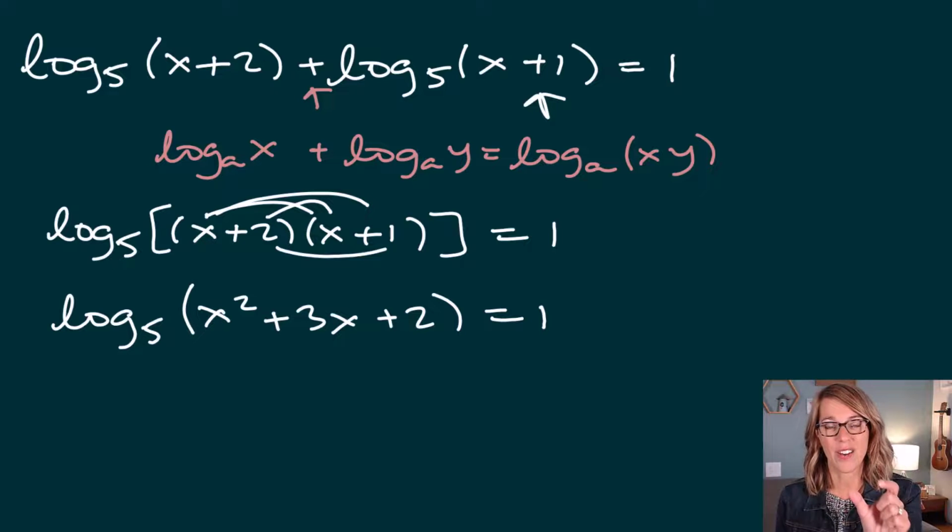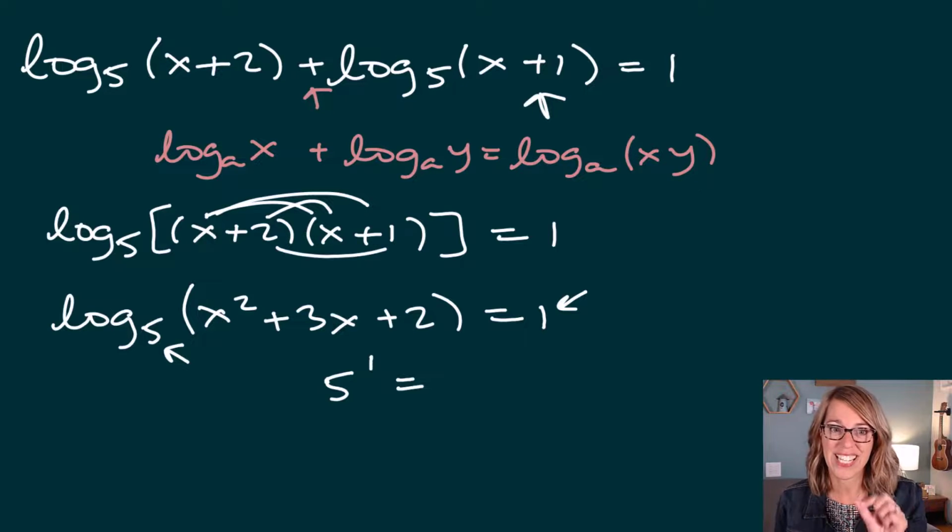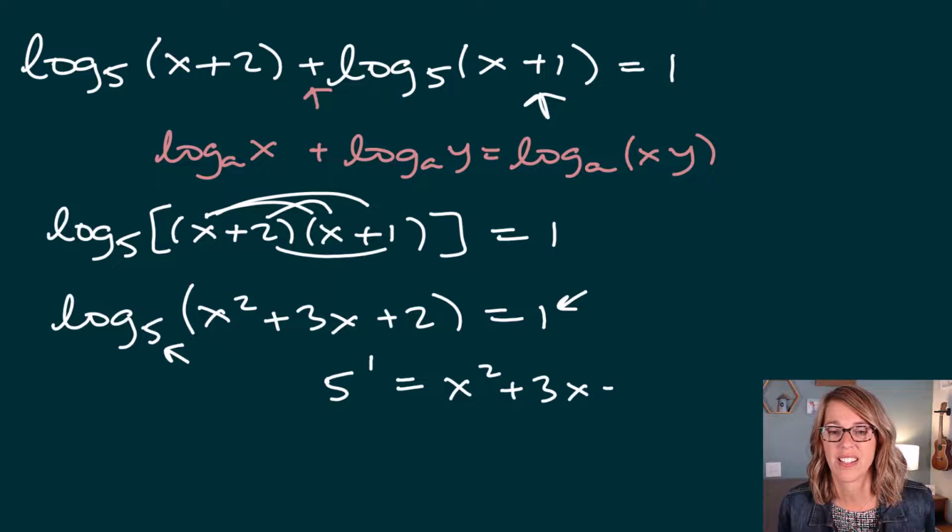Now that I've got a single logarithm on one side and a number on the other, I can use the definition of the logarithm and rewrite this without the log. So I know that 5 is my base, 1 is my power, 5 to the first is equal to the argument, what's inside the logarithm, x squared plus 3x plus 2. I have a quadratic, so I need to get 0 on one side and solve using one of my strategies for solving quadratics.